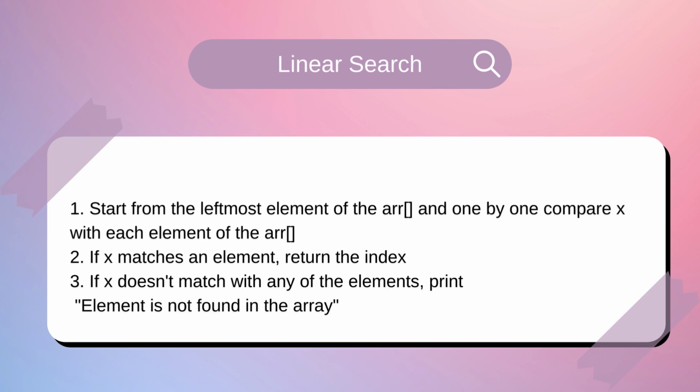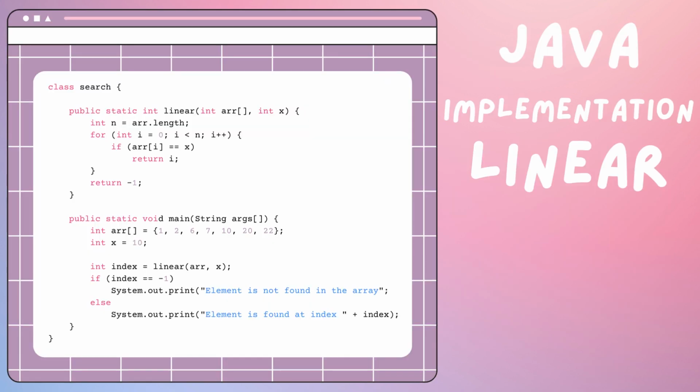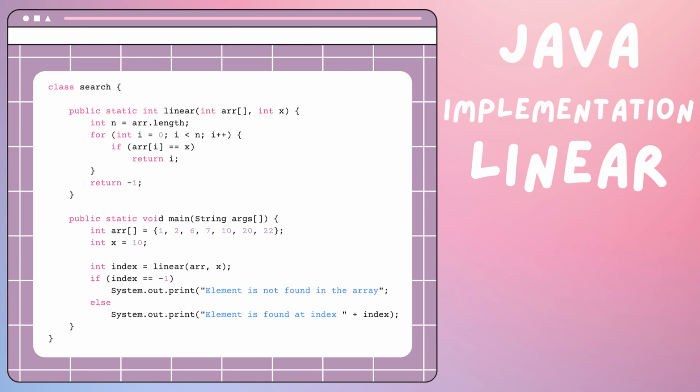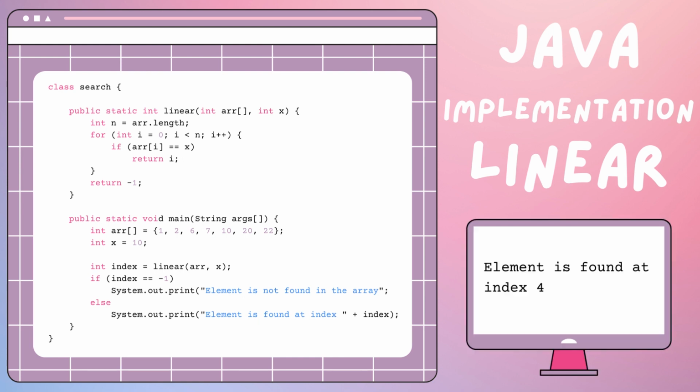Let us look at the implementation. I implemented the program using Java, but you are free to use your language of preference. We simply run a loop that runs to the length of the array. Once we match the value of the array with the value of x, which is 10, we return i, or the index of the element in the array. If the loop finishes the array without finding the index of x, then it will return -1. When we execute the program, it should print the element is found at index 4.